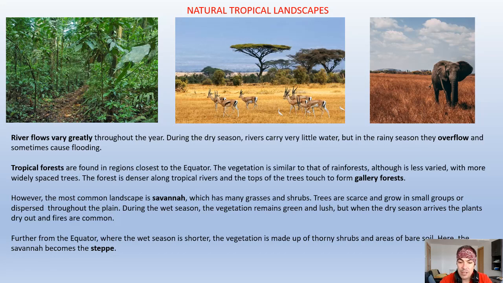And during the wet season, the vegetation remains green and lush, frondosa. But when the dry season arrives, the plants dry out and fires are common. Further from the equator, where the wet season is shorter, the vegetation is made up of thorny shrubs, arbustos espinosos, and areas of bare soil or empty soil with no vegetation. And here the savanna becomes the steppe. Okay, this is an example of steppe with my little friend the elephant.